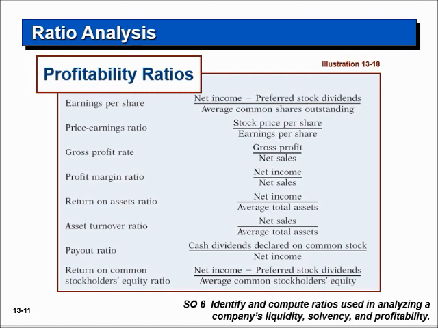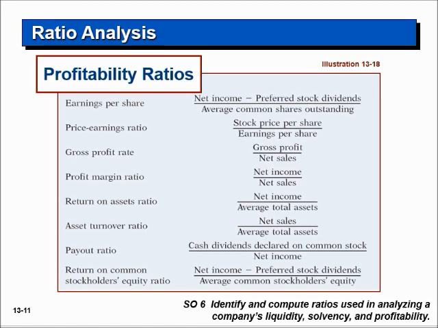Our return on assets, which is our net income divided by our average total assets, and then the asset turnover ratio, which goes along with it, which is our net sales divided by our average assets. Then we have the payout ratio. This is the dividend payout ratio. It's cash dividends that we declare on our common stock, not preferred, but common, divided by net income. So in other words, how do we do in paying out common stock dividends? So the dividend payout ratio.